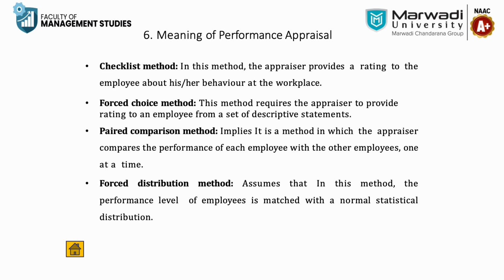This implies it is a method in which the appraiser compares the performance of each employee with the other employees one at a time. The name is paired comparison, so there is some comparison happening in a pair, right? If there is an employee A, then employee A's performance will be compared with B, with C, with D, with E, F.